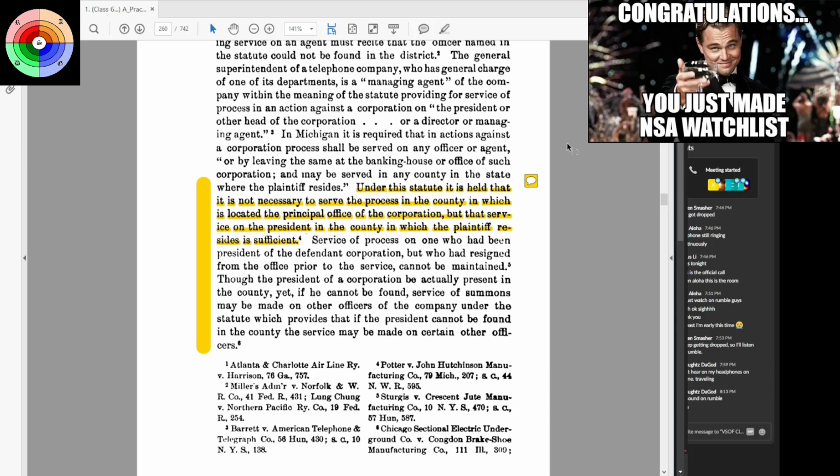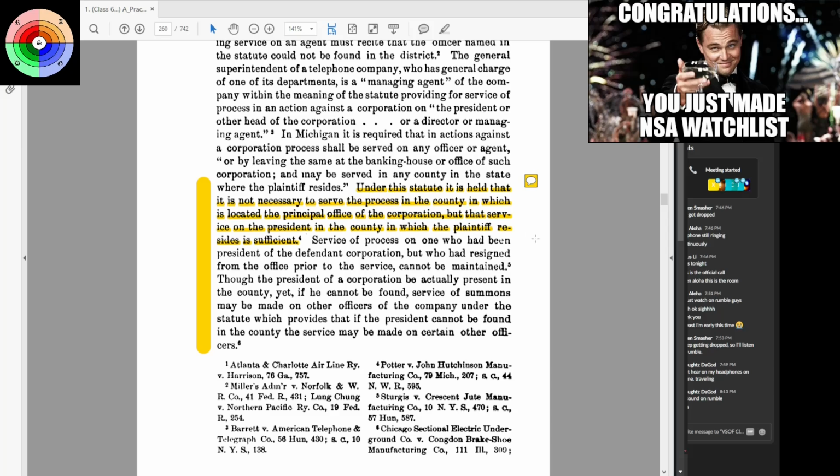It's interesting. Under the statute is held that it is not necessary to serve the process in the county in which is located the principal office of the corporation, but that service on the president in the county in which the plaintiff resides is sufficient. Again, this is taken care of with the registered agent issue. Again, that's why that says, to be sure that you have properly served the corporation, be sure to find the address of the registered agent in the state where you are domiciled and have them process served.